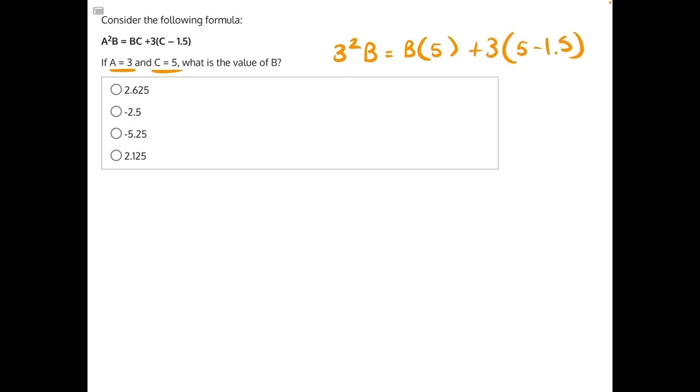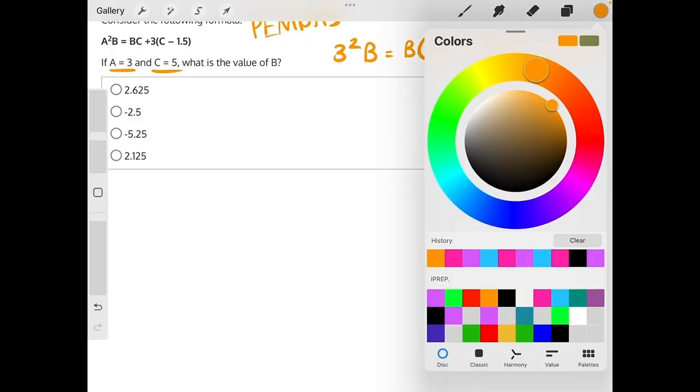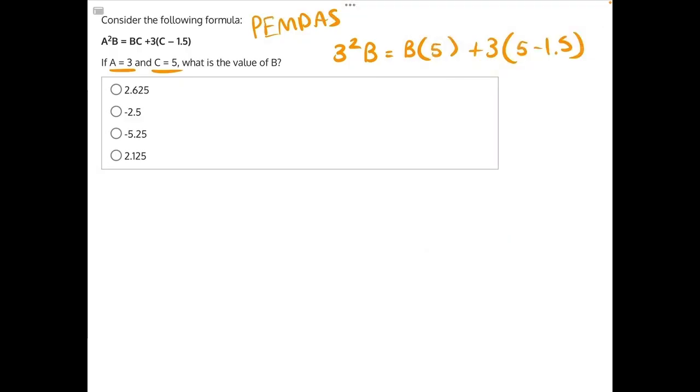And now we go through our order of operations, or our PEMDAS, to simplify this down before we can do opposite operations. Starting with parentheses, 5 minus 1.5 will give us 3.5. And then we have our exponents. 3 squared will give us 9.